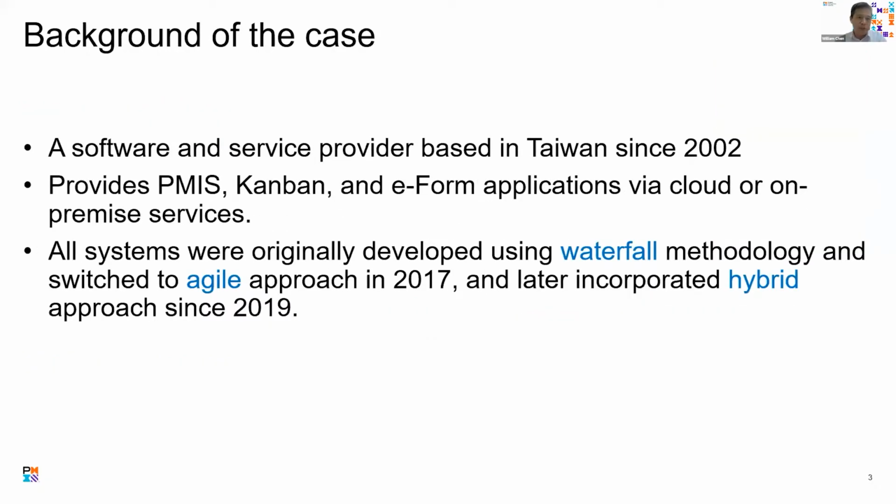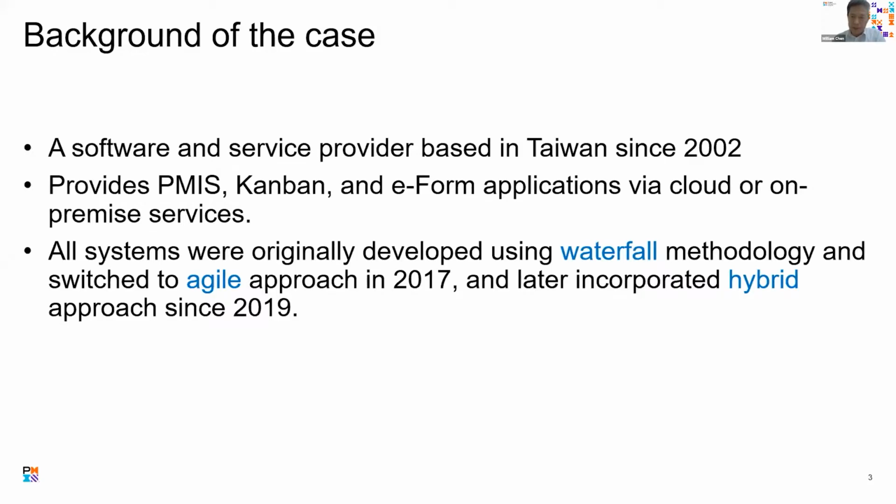The case I'm going to share today is about my company, Mamas Technologies. As I said, it was founded in 2002 in Taiwan, and it's a software service provider. The applications we provide are project management information systems, Kanban for Agile, and other e-form applications.